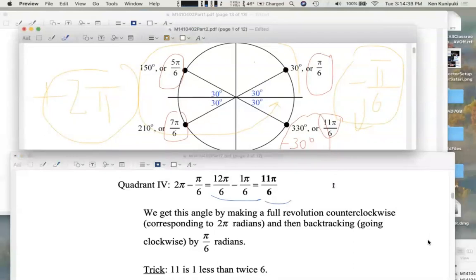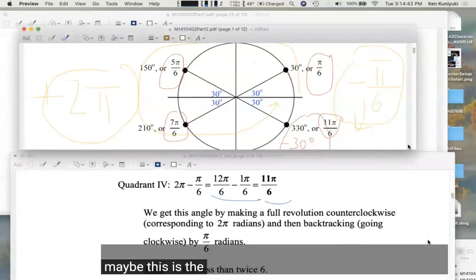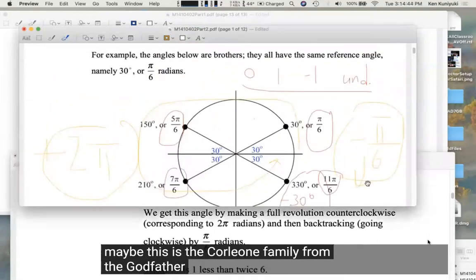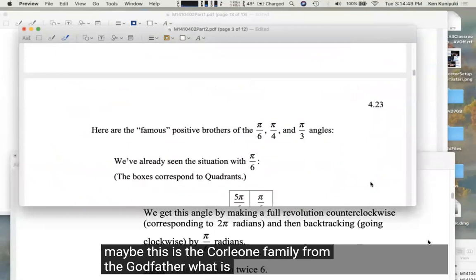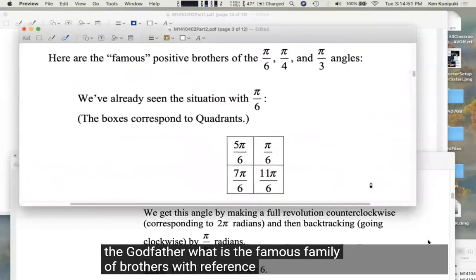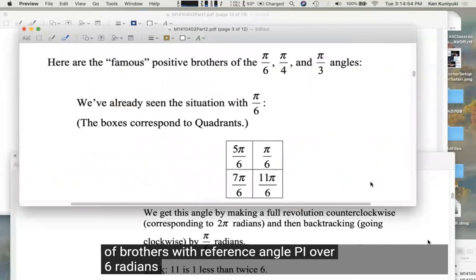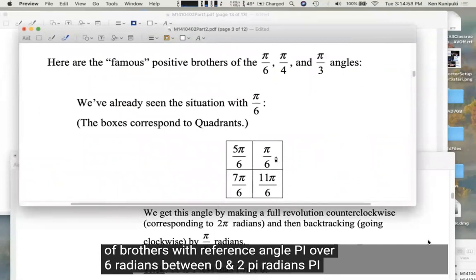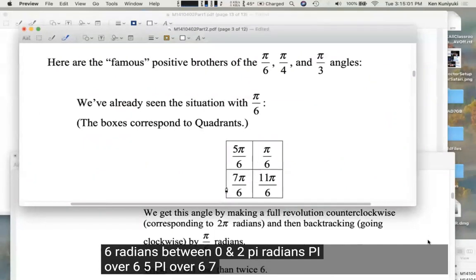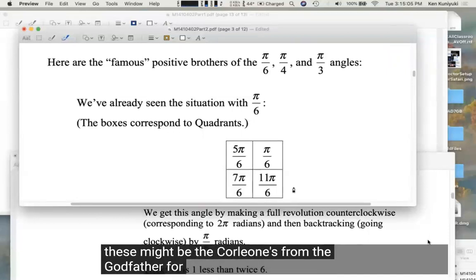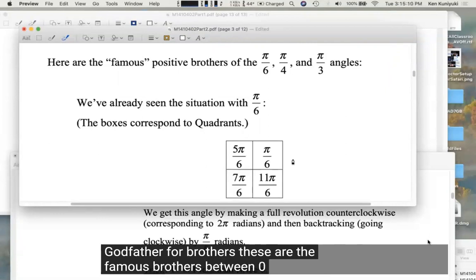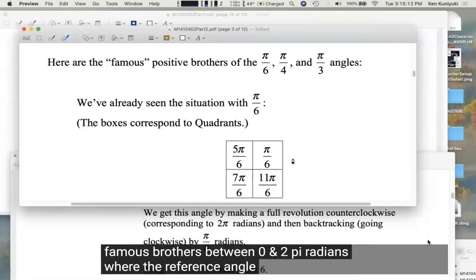So, maybe this is the Corleone family from The Godfather. What is the famous family of brothers with reference angle pi over 6 radians between 0 and 2 pi radians? Pi over 6, 5 pi over 6, 7 pi over 6, and 11 pi over 6. These might be the Corleones from The Godfather. 4 brothers. These are the famous brothers between 0 and 2 pi radians where the reference angle is pi over 6.